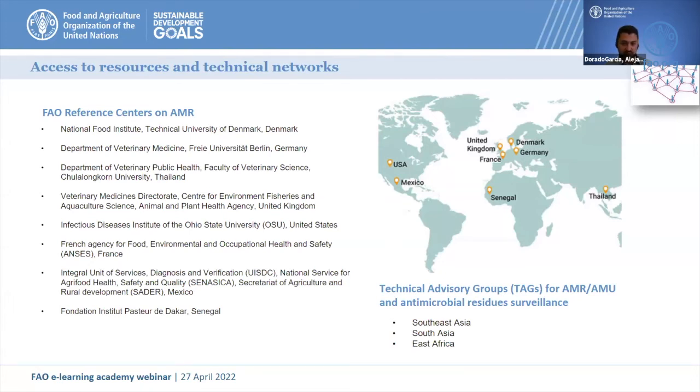Additionally, FAO also facilitates the creation of technical advisory groups for AMR and AMU surveillance in different subregions as a forum for sharing experiences and coordination of efforts in the harmonization of activities and surveillance approaches. And so far, we have basically 3 sub-regional groups in Southeast Asia, South Asia, and East Africa.